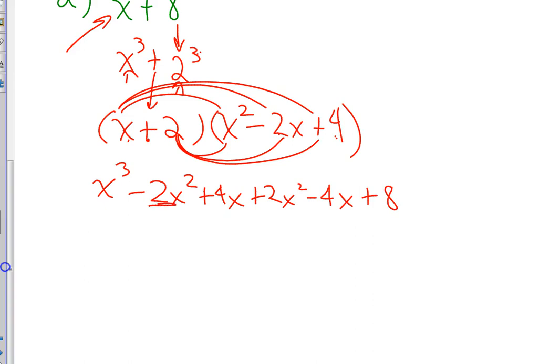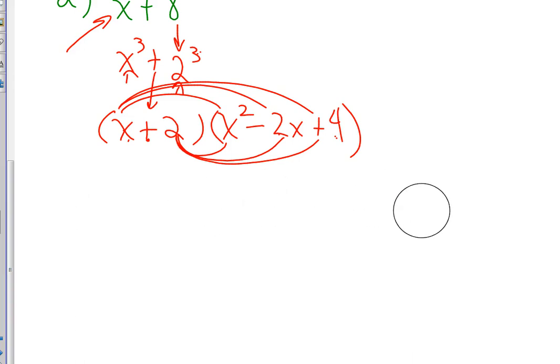Combining like terms, negative 2x squared and positive 2x squared, will those cancel? Positive 4x and negative 4x, will those cancel? And what am I left with? Oh, look at that, I'm left with x cubed plus 8. So I know that this factoring must be the right answer for this problem. Okay? All right. Let's try this one more time.